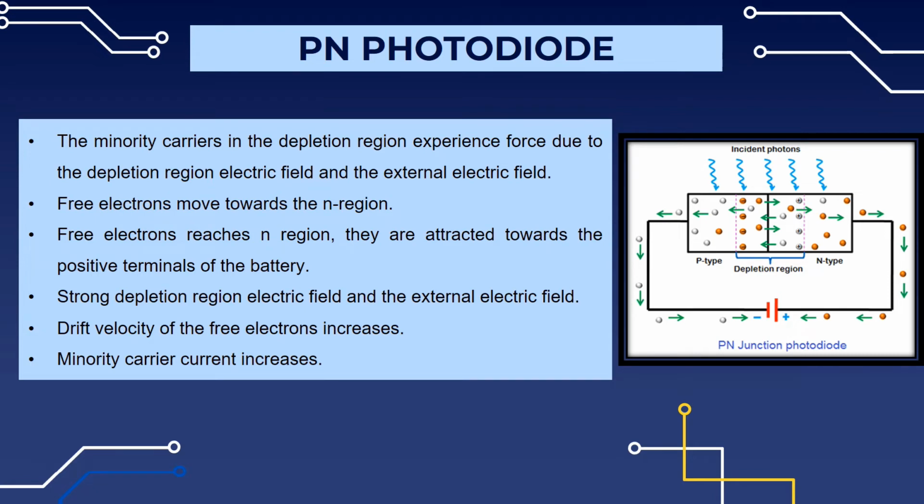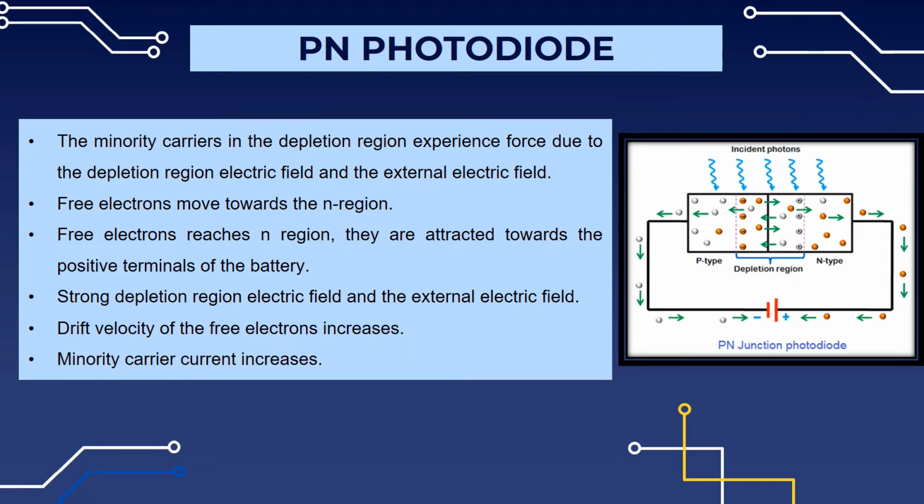Okay, for the next slide, the minority carriers in the depletion region will experience force because of the depletion region electric field and also from the external electric field. The free electrons in the depletion region will experience repulsive and also attractive force from the negative and positive ions present at the edge of the depletion region on the P side and N side. As a result, free electrons will move towards the N region. When free electrons reach the N region, they are attracted towards the positive terminal of the battery. In a similar way, holes also move in the opposite direction.